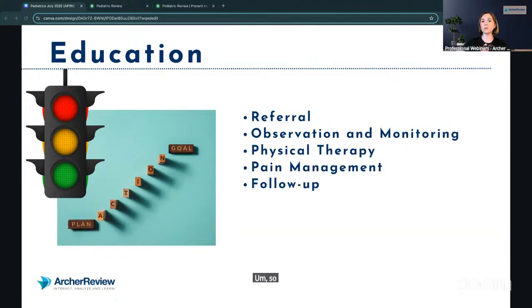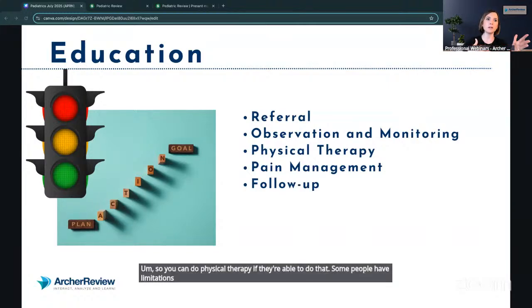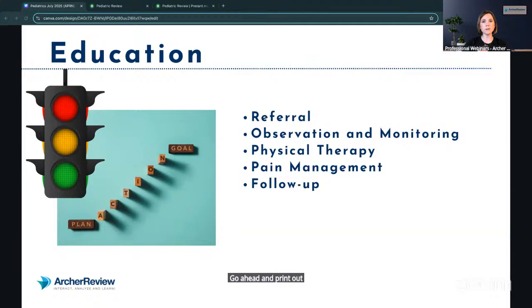So you can do physical therapy if they're able to do that. Some people have limitations with getting places and that's hard. So if you can go ahead and print out at-home workouts for them, that's really helpful. And then if they do have back pain, using NSAIDs for pain as needed.